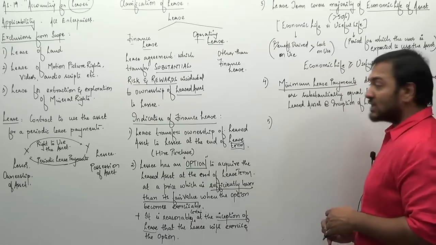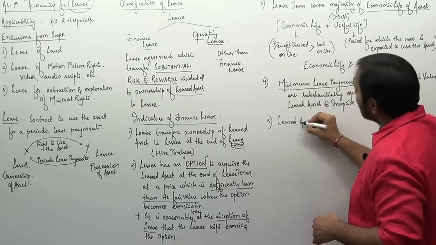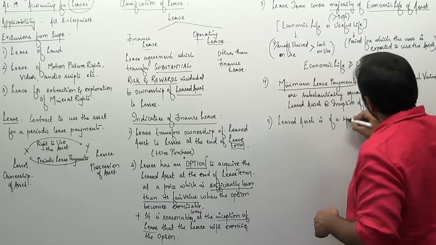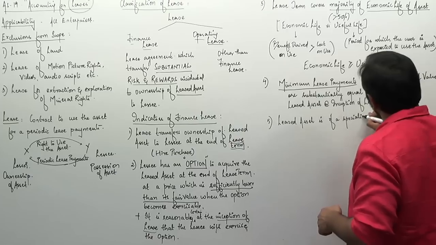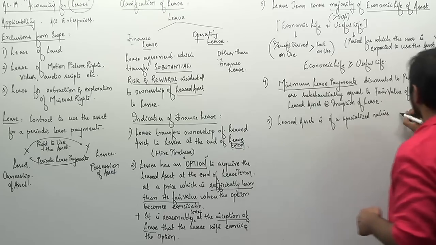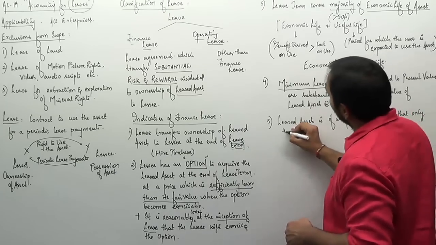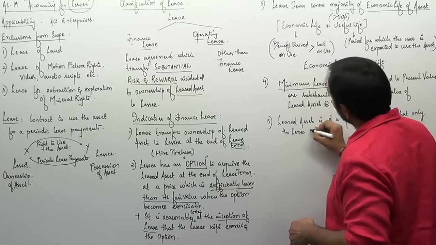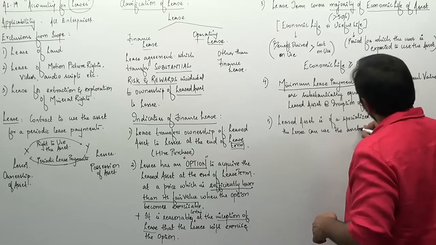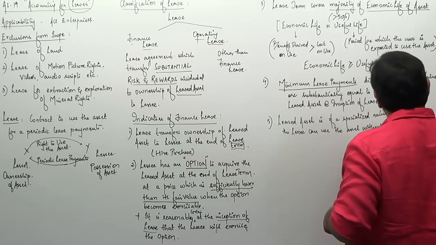Let's complete these indicators first. Fifth one, the leased asset is of a specialized nature, such that only the lessee can use the asset without major modifications.